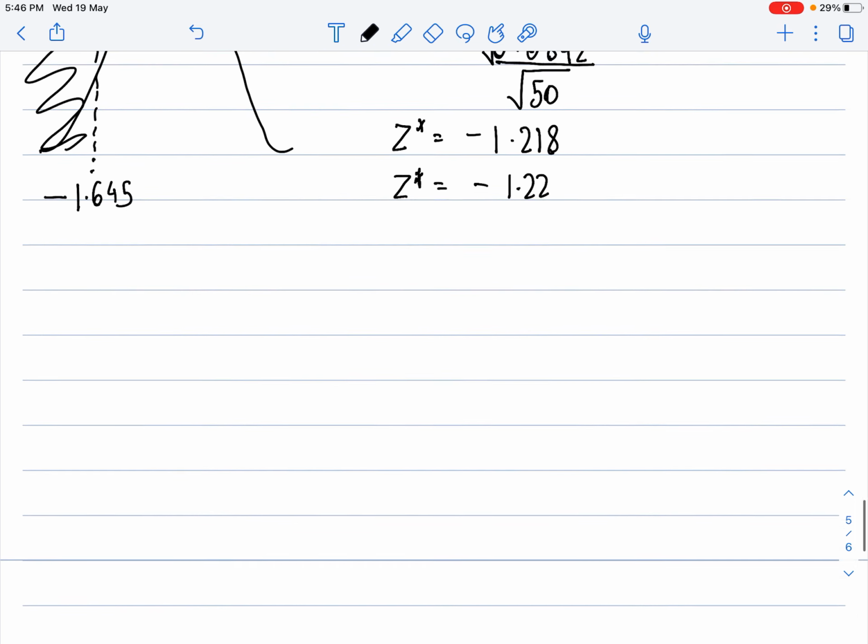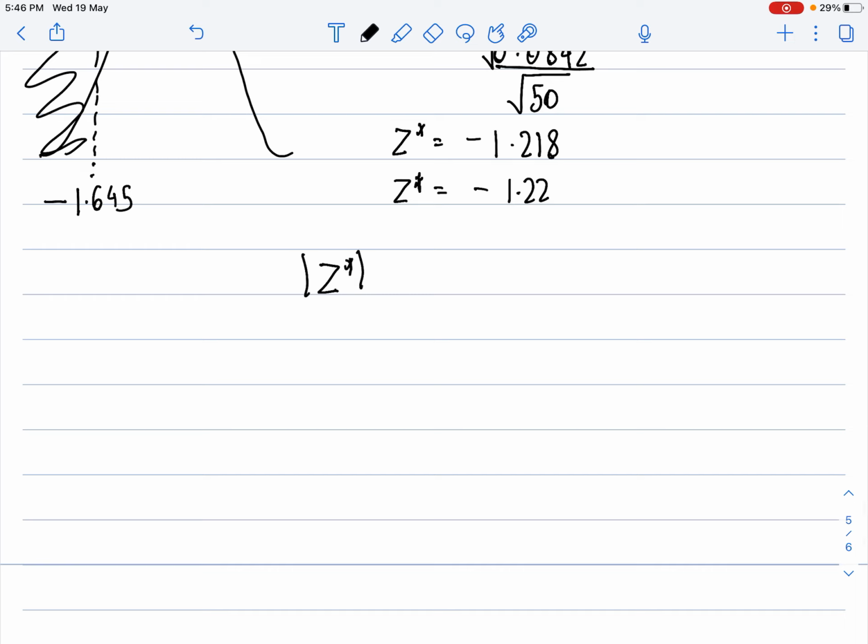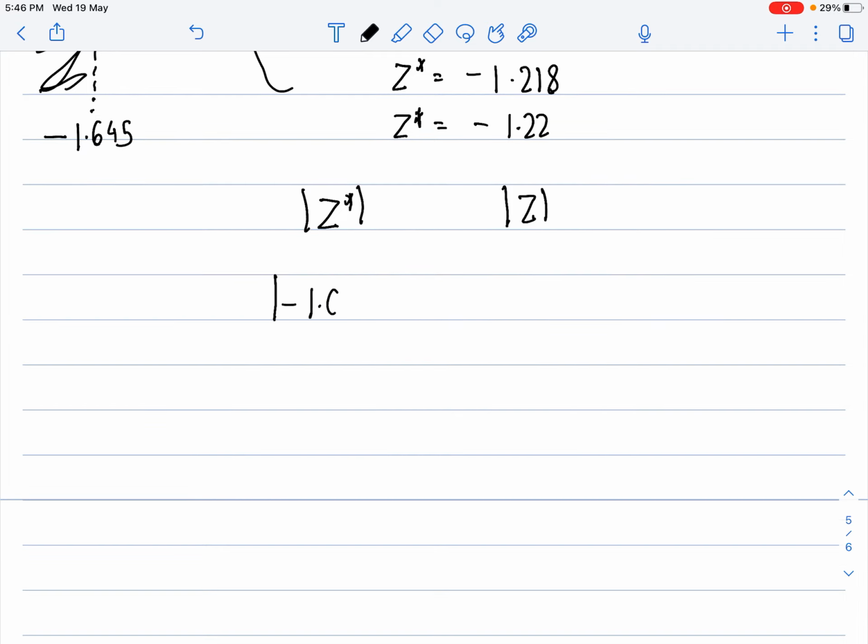So now I compare the mod of z star with the mod of the z value. I get the mod of 1.645 and the mod of 1.22. Now you tell me which one is bigger. Actually, I wrote it the other way around. The mod of the z star value is the mod of 1.22 and the mod of z is the mod of negative 1.645. My bad. So I get 1.22 here and 1.645 here. Now I know my z value is bigger.